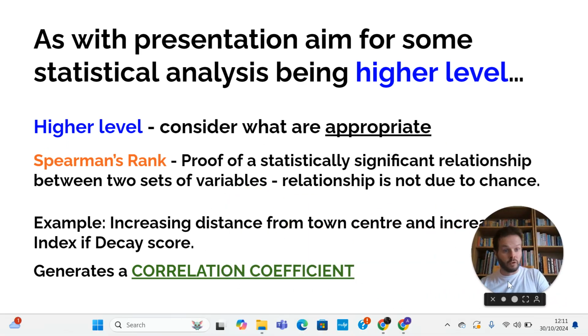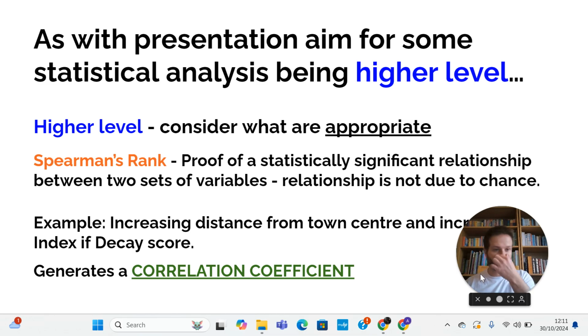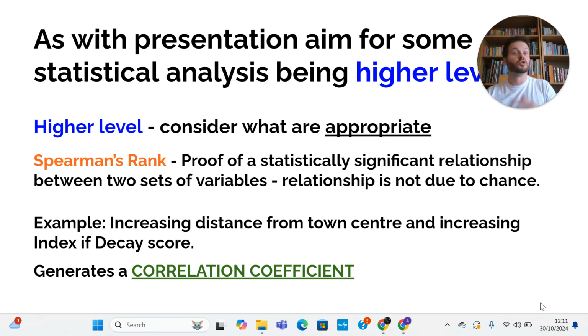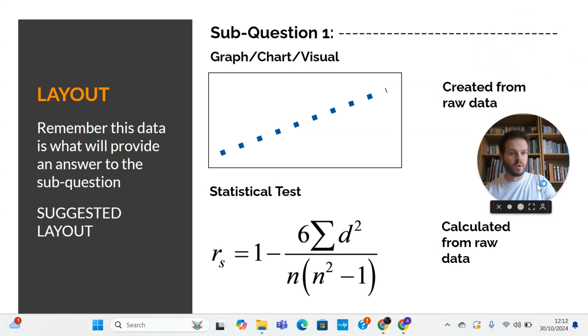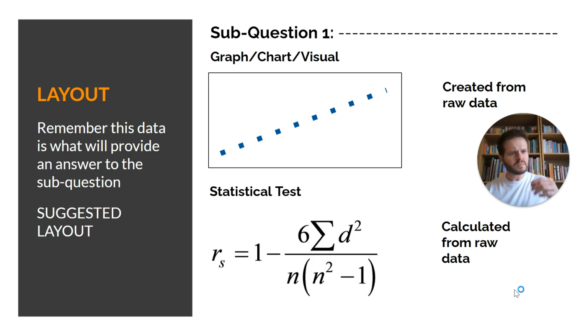Okay, so for those higher level ones, just always try to work out what is the appropriate one. Don't just do one for the sake of doing one. You've got to think what is the most appropriate one. So let's take one like Spearman's rank, for example. It's proof of a statistically significant relationship. So there's a relationship between two variables. It might be distance from city centre and environmental quality, or index of decay score, and it will generate for you what's called a correlation coefficient. So it gives you a number, you put that number into a table, and then it will tell you that you can accept that this is a statistically significant relationship to a 95% degree of confidence. So you know it's not down to chance. The importance of that is massive when we go on to drawing our conclusions and synthesizing, which is going to be very important for the conclusions section.